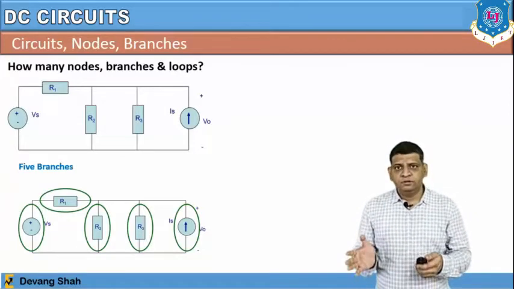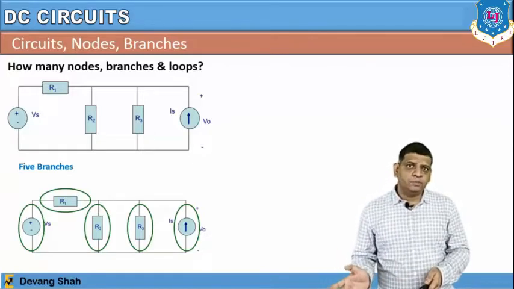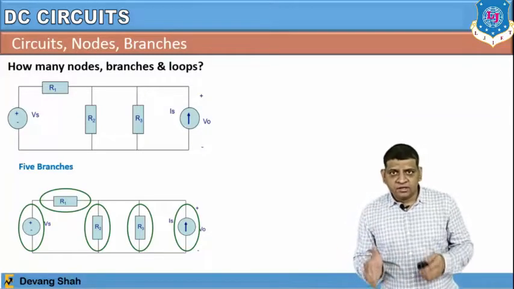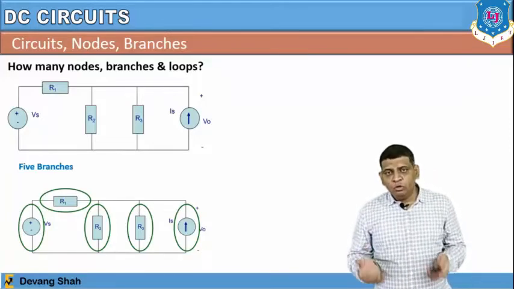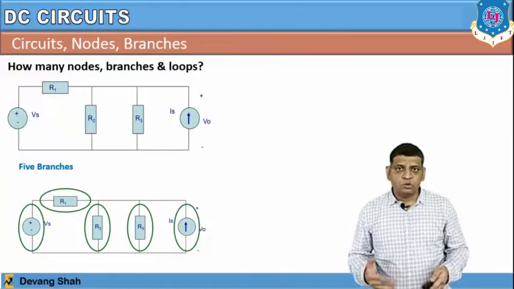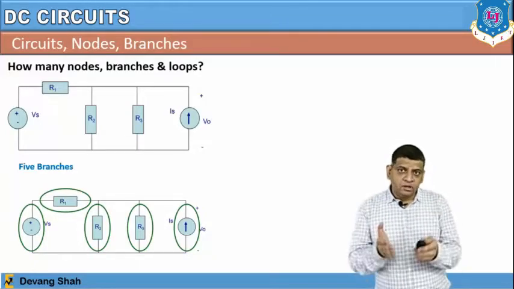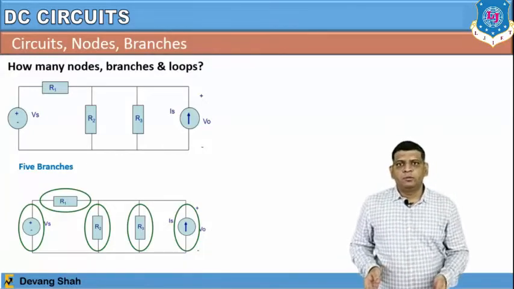Why? Because VS in series with R1 is one branch. In the same way R2 is another branch. R3, which is connected at one particular wire, is also a branch. And in the same way the VO, or this particular current source which is called IS, is also one of the branches, right? So you can consider either 4 branches or 5 branches, depending on the number of components.